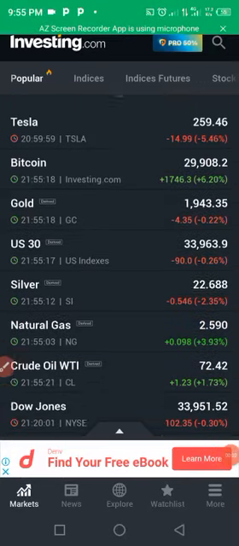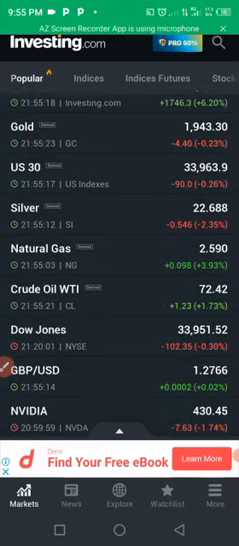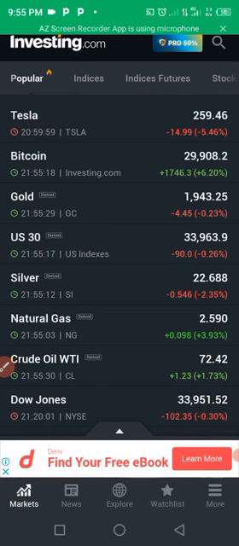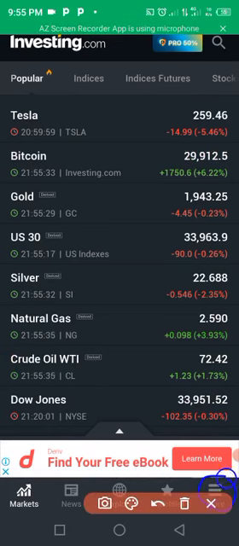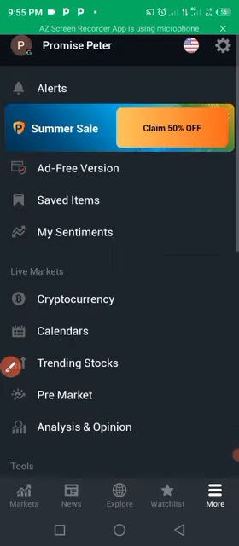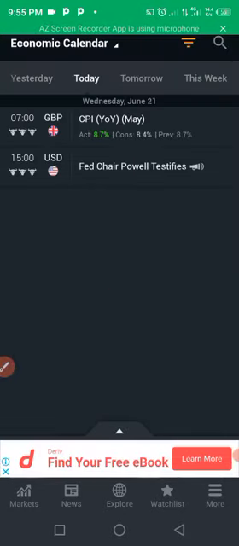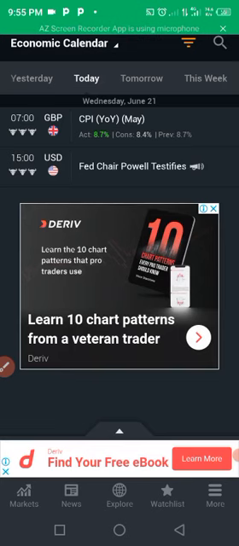So this is the investing app. The first thing you have to do while using this app is go to more. You see this more here, this part here. You click on more. After clicking on more, you go to calendars. After going to calendars, I've set mine, that's why. You click on this.